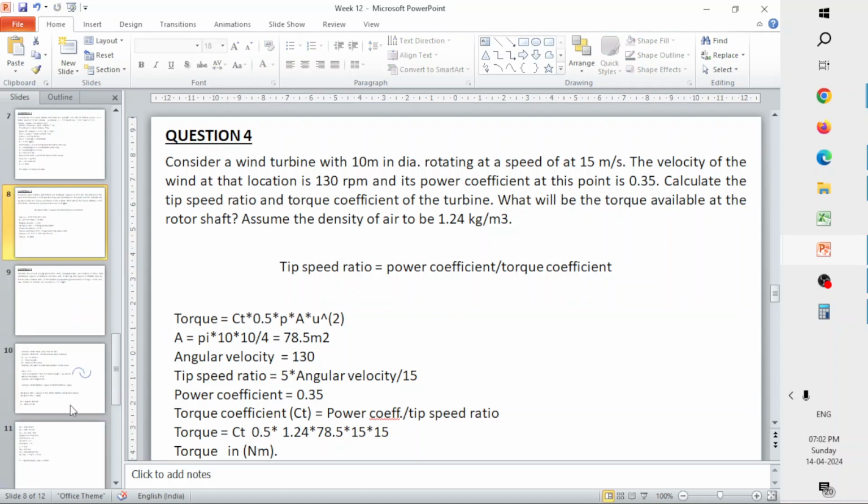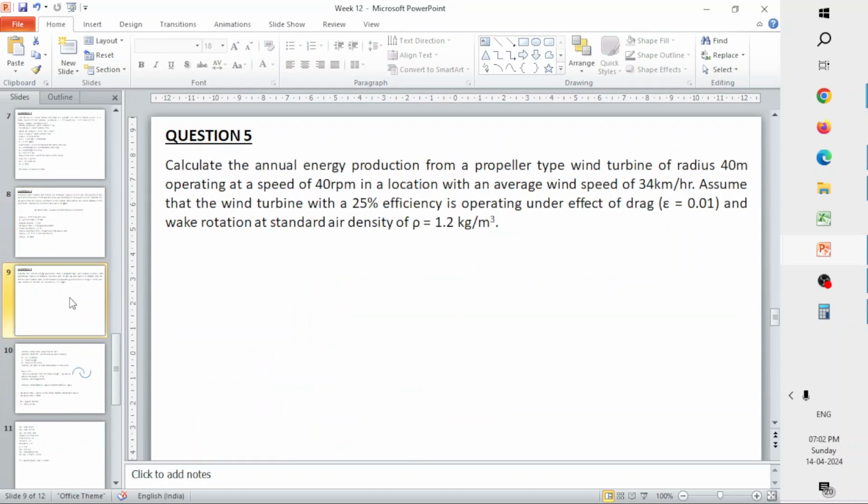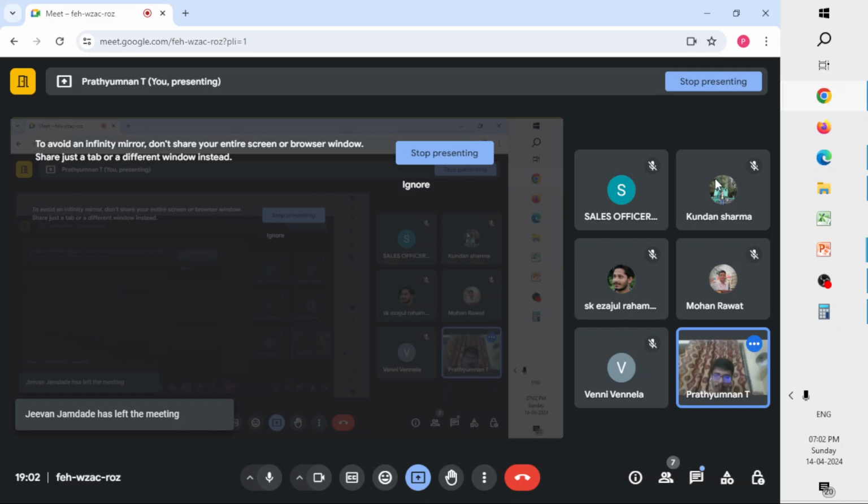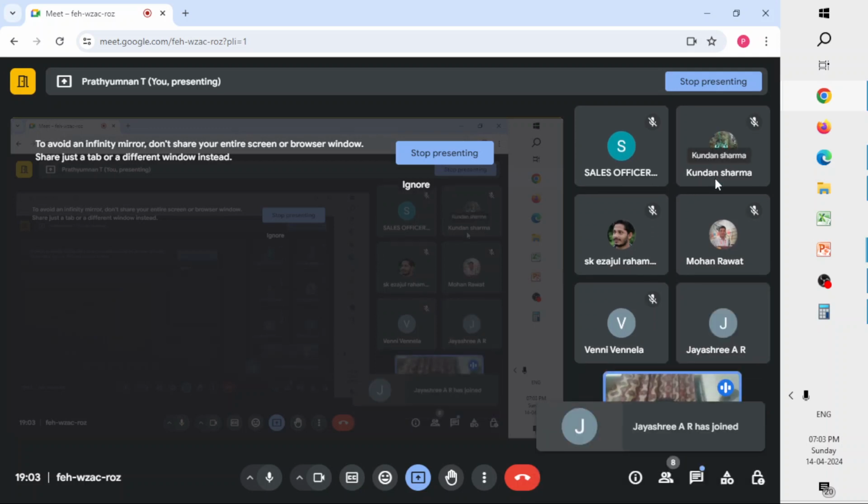So we have one more question to solve, but since we are running short of time, we will be having a session tomorrow also. That will be an extra live interaction session. The purpose of that session is to solve more problems and conclude the session overall. We will be taking more problems in wind energy, and after that we will also revise the solar energy and the biomass energy concepts.